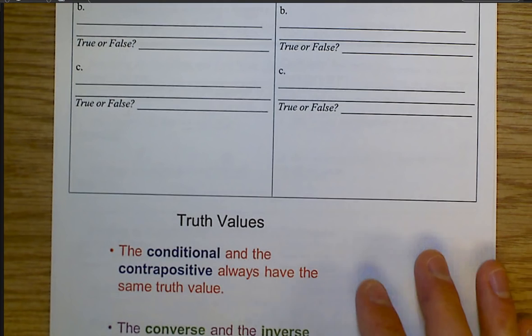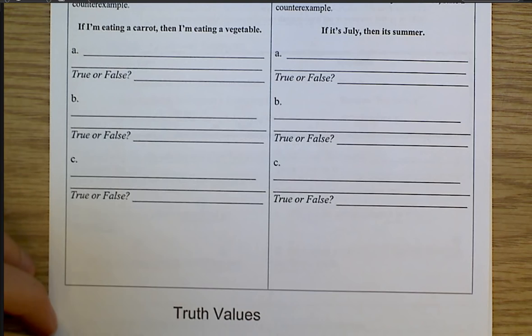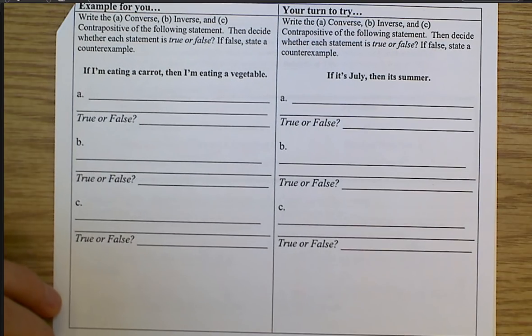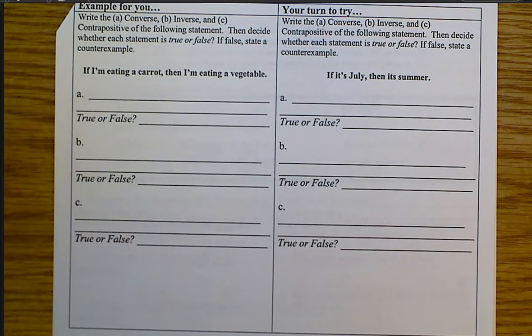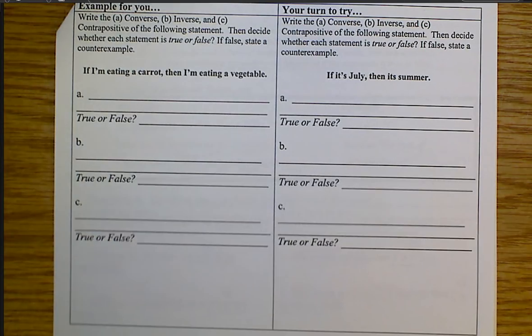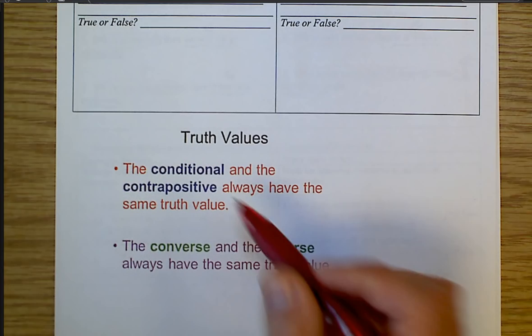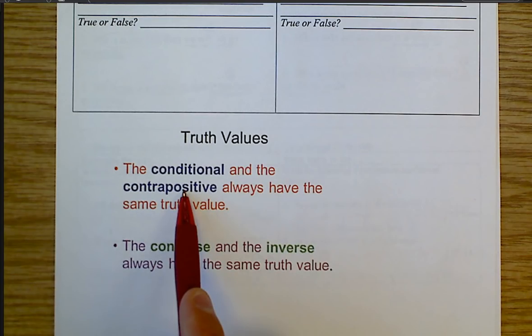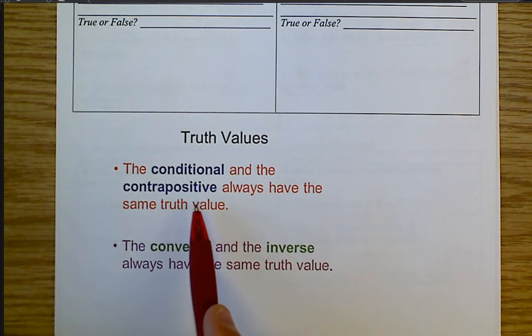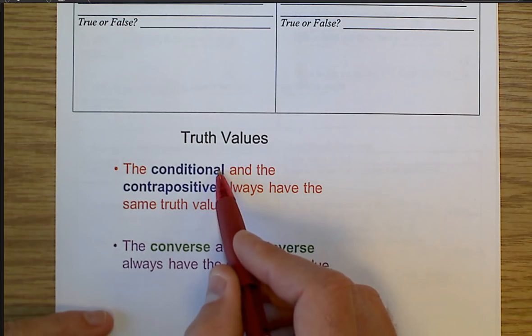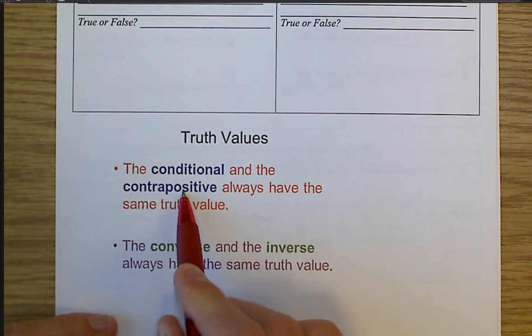So now what we're going to do is combine what we did on that last page. We're going to write the statements from a conditional statement, write the converse, the inverse, and the contrapositive, and determine whether it's true or false. Now, I gave you a big helpful hint at the bottom of your notes in terms of truth values. Your conditional and contrapositive always have the same truth value. What that means is, if your conditional is true, then your contrapositive is true. If your conditional is false, then your contrapositive has to be false.